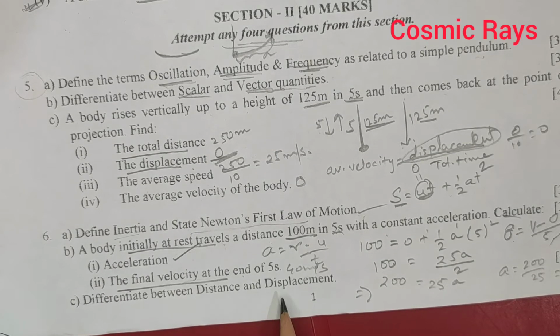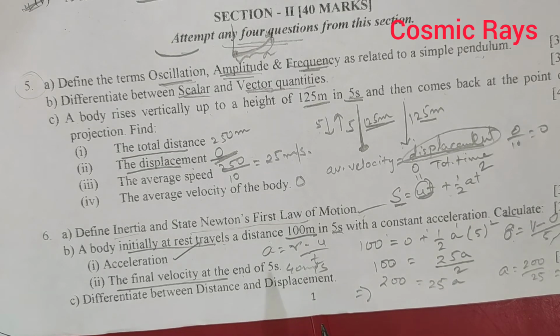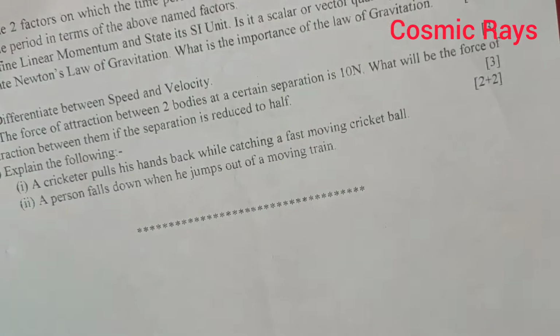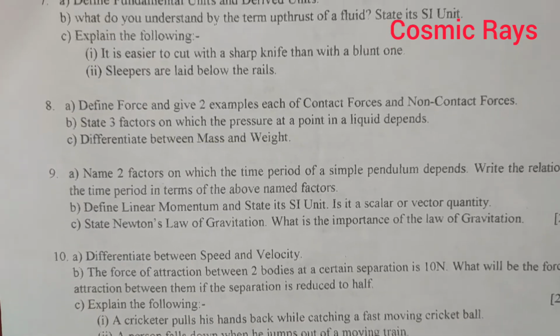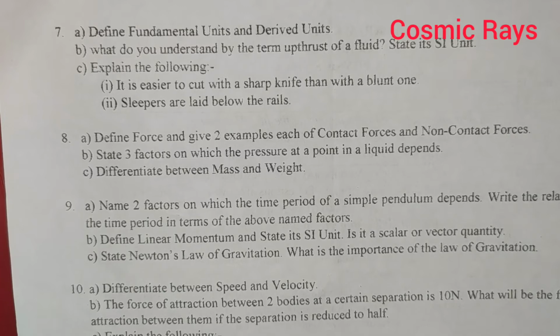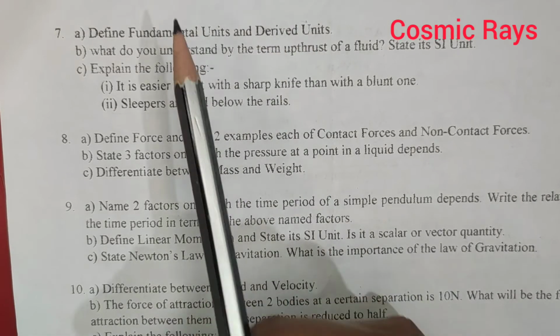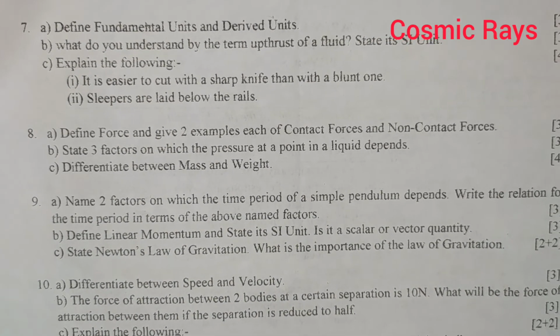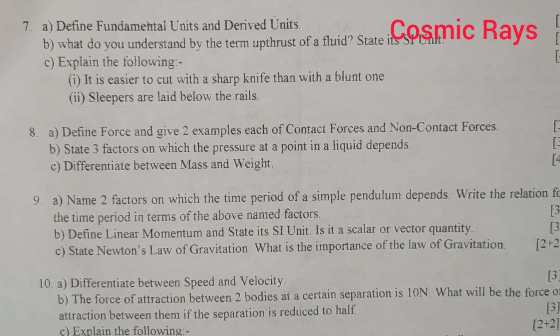Differentiate between distance and displacement. Direct question from the book. You have a table given in chapter 2. Please check that. Now the next question is define fundamental unit and derived unit. Fundamental units are those units which are independent of other units, and derived units are those which are dependent on fundamental units. You should give some examples because this question contains 3 marks.